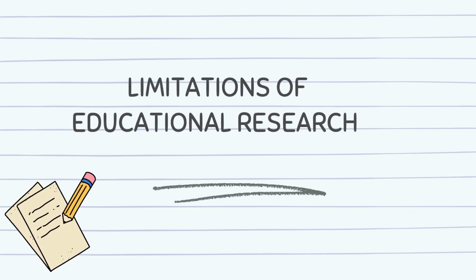Conclusion: understanding and communicating the limitations of educational research is a hallmark of responsible scholarship. It helps readers interpret findings appropriately and guides future researchers in addressing gaps. As a thesis writer, you should embrace these limitations, not as flaws, but as realities of research that offer learning opportunities and room for improvement.